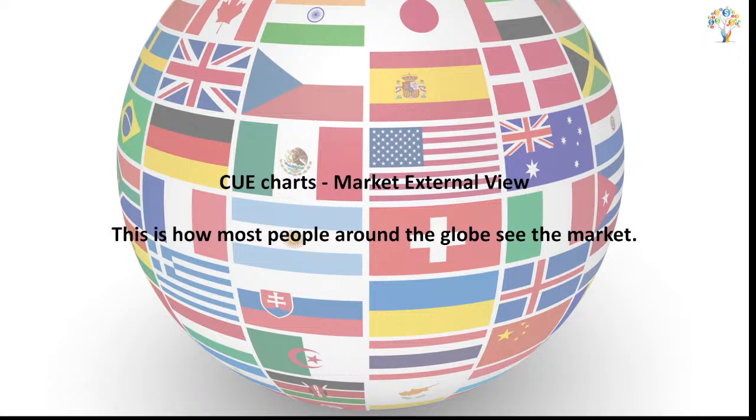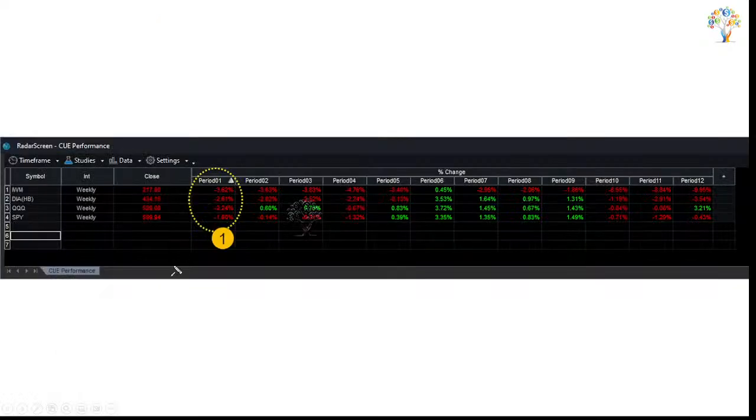External view, Q charts. This is how most people around the globe see the market. Last week I said I didn't want to buy, I would prefer to short. Those conditions came true under which I was willing to short, and this week all the market ETFs came down. Small cap IWM is the worst performer, down by a huge 3.6%. And the relative best performer SPY is also down by 1.6%. So it is down across the board for the entire week.